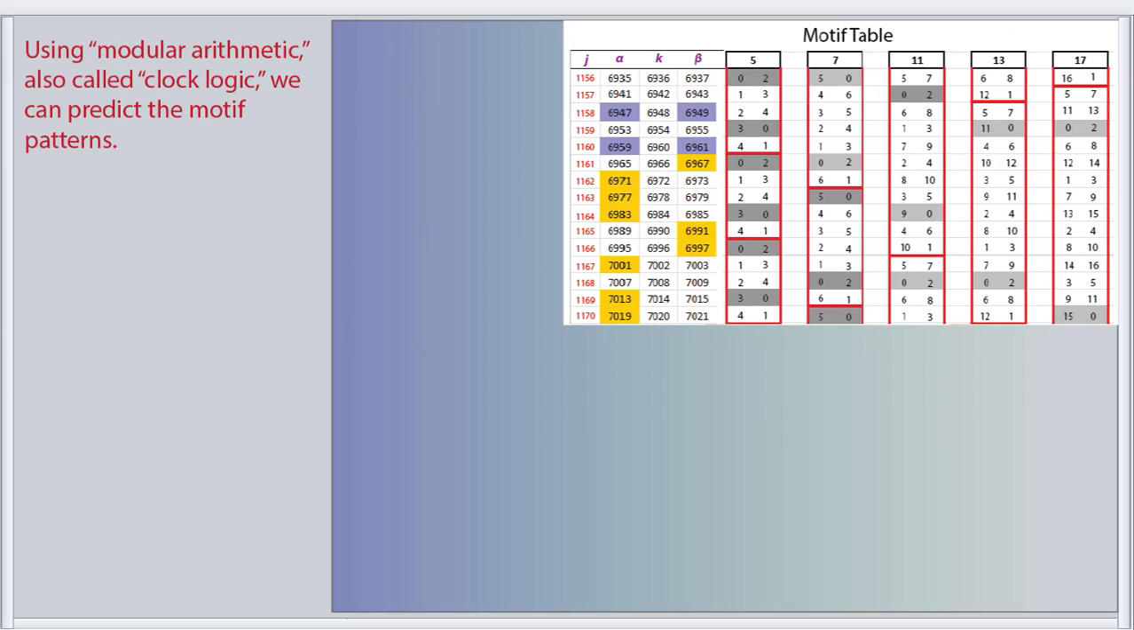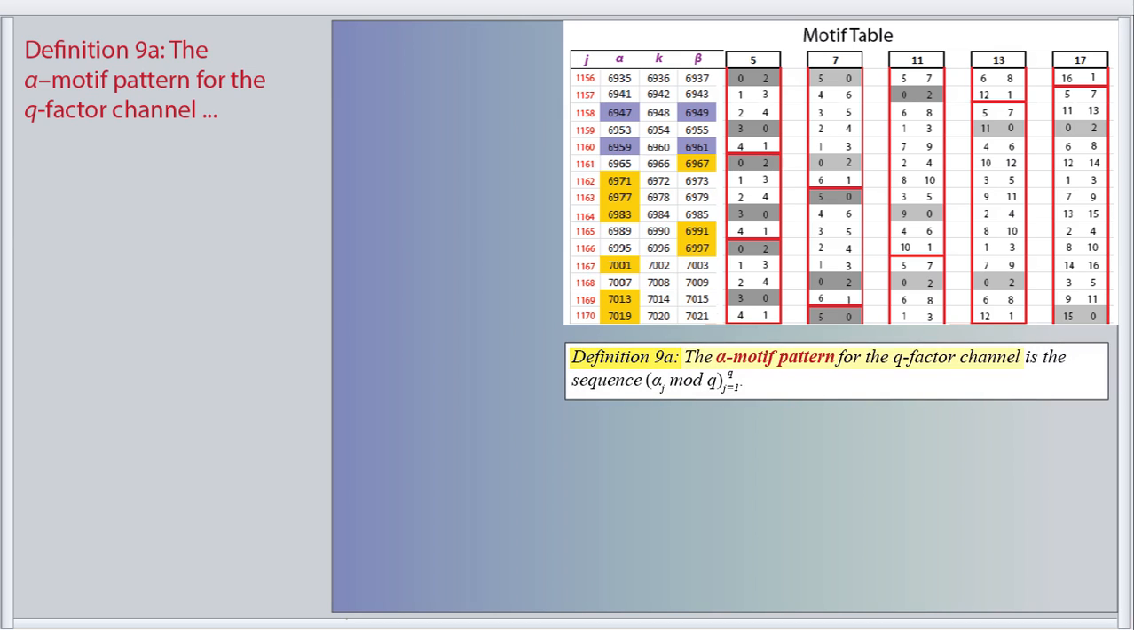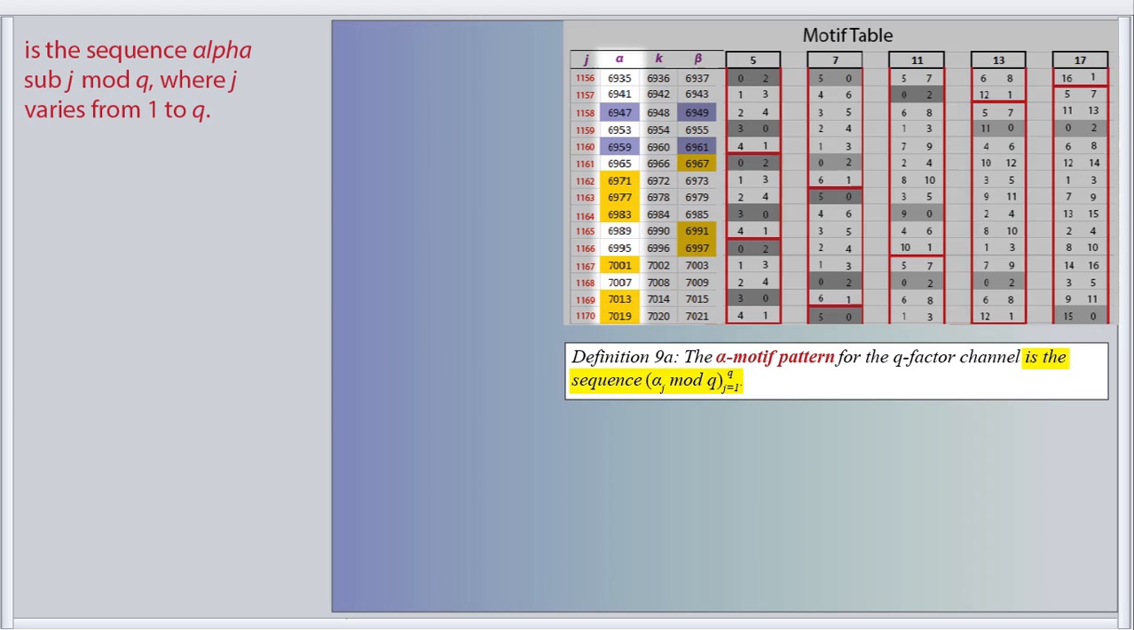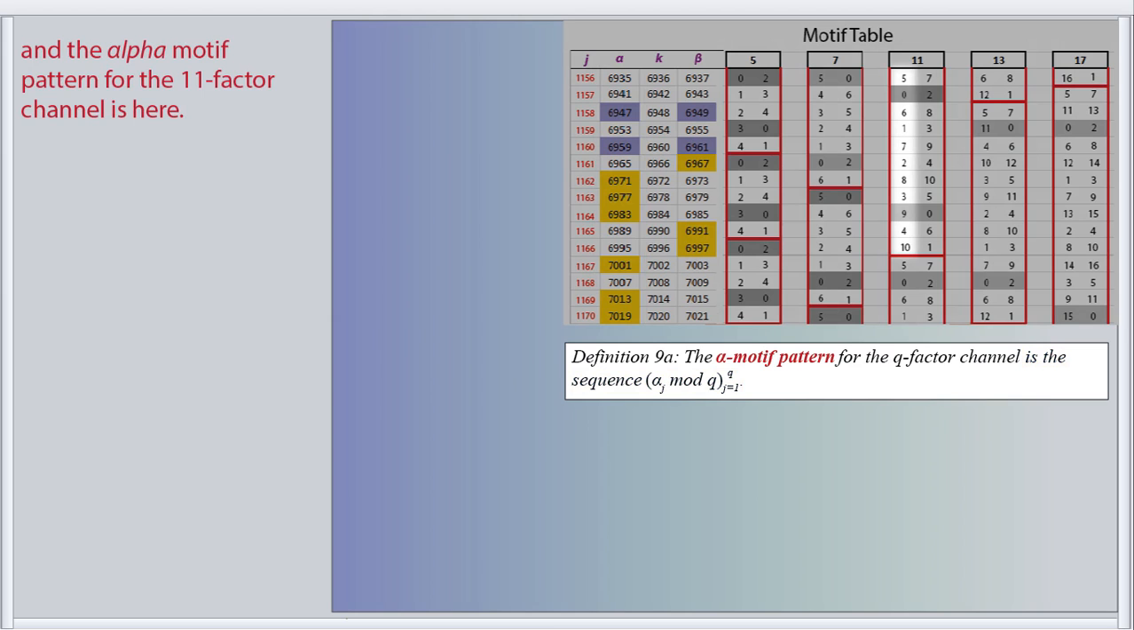Using modular arithmetic, also called clock logic, we can predict the motif patterns. Definition 9a. The alpha motif pattern for the q-factor channel is the sequence alpha sub j mod q, where j varies from 1 to q. The alpha sub j sequence is here, and the alpha motif pattern for the 11-factor channel is here.